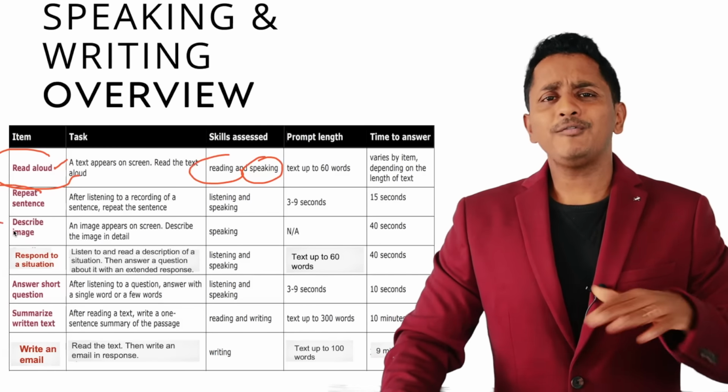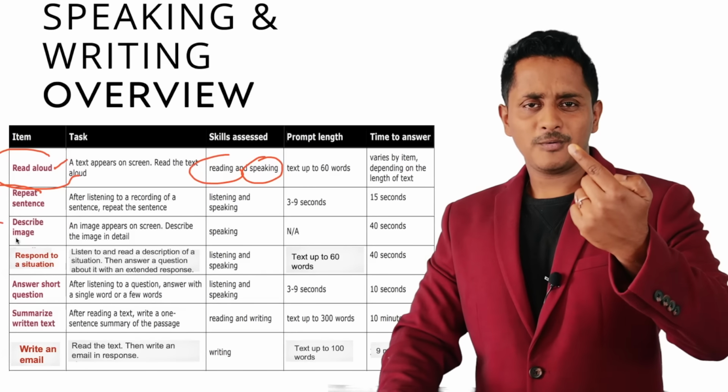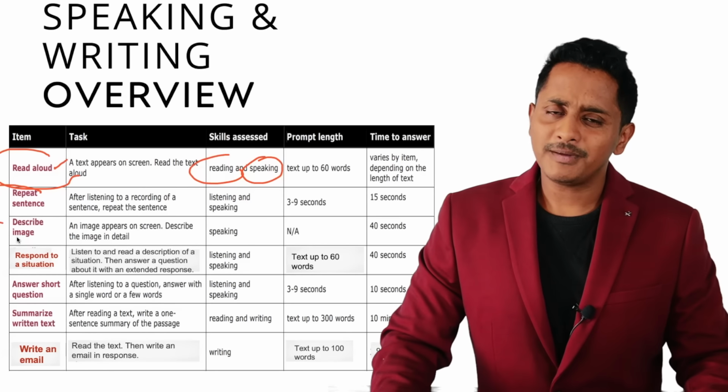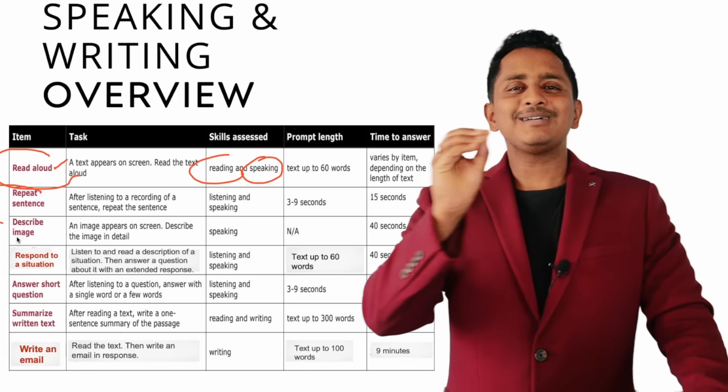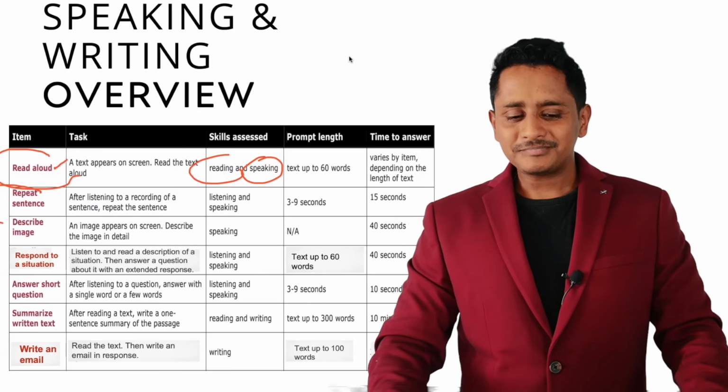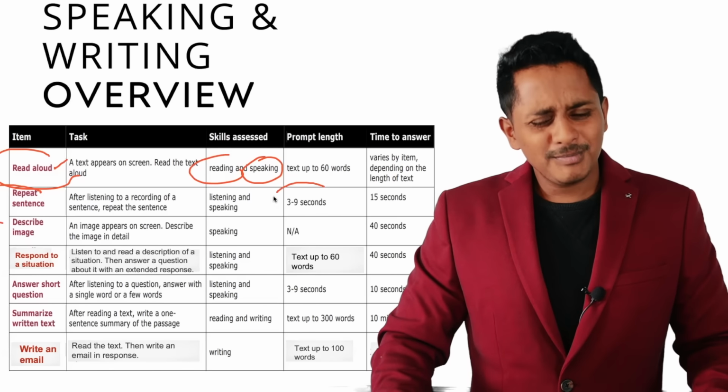Repeat sentence. You have to repeat the sentence. They're going to play an audio: "Please come to the next seminar properly prepared." You just have to repeat the same. Please come to the next seminar properly prepared. Correct. The length of the prompt is going to be 3 to 9 seconds.